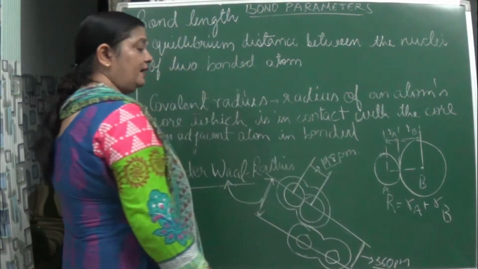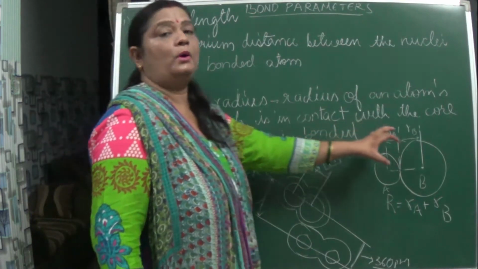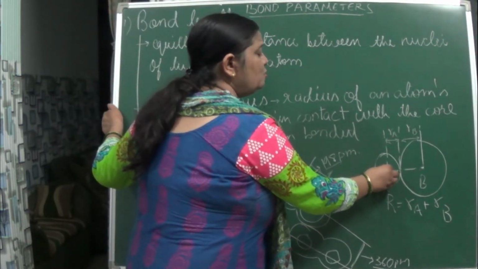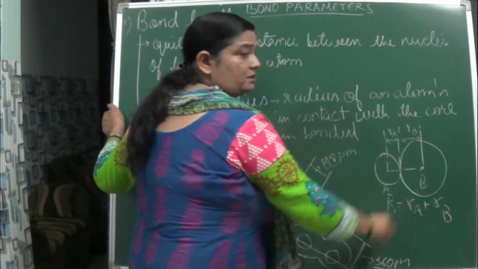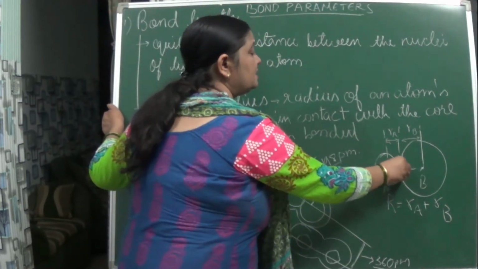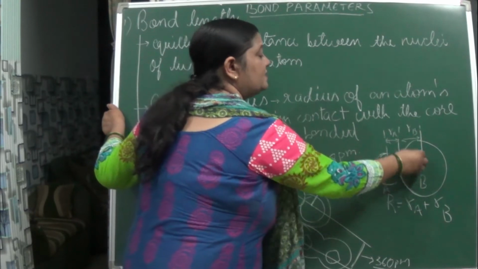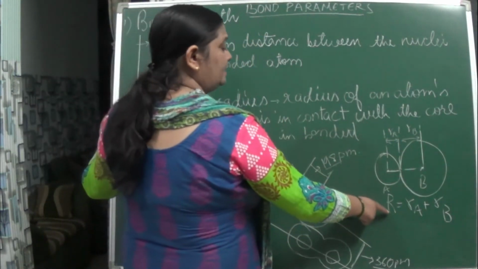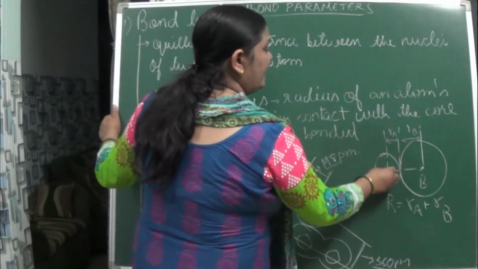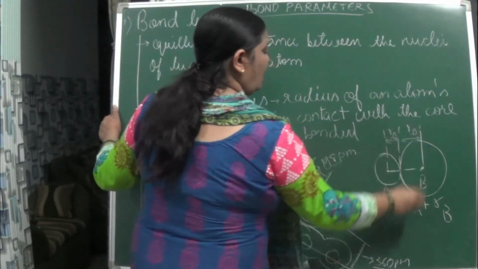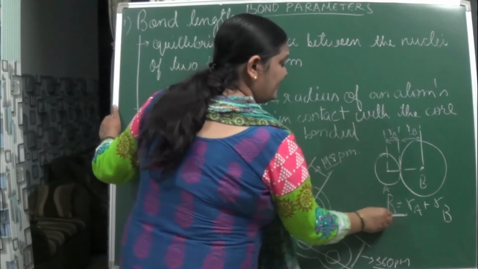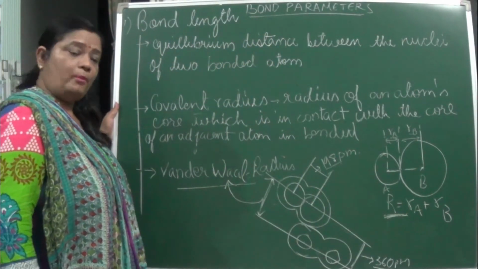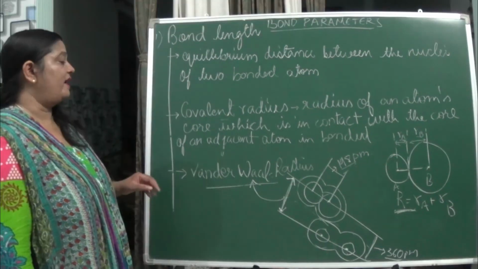Here you can see, for example, I have taken this one. If I want to talk about the covalent radius, it is half the internuclear distance. This is the nucleus of one atom, this is the nucleus of another atom. So half the internuclear distance is Ra, and here half is Rb. Now here you are seeing Ra plus Rb, which gives the bond length of that chemical bond. Now the van der Waals radius.